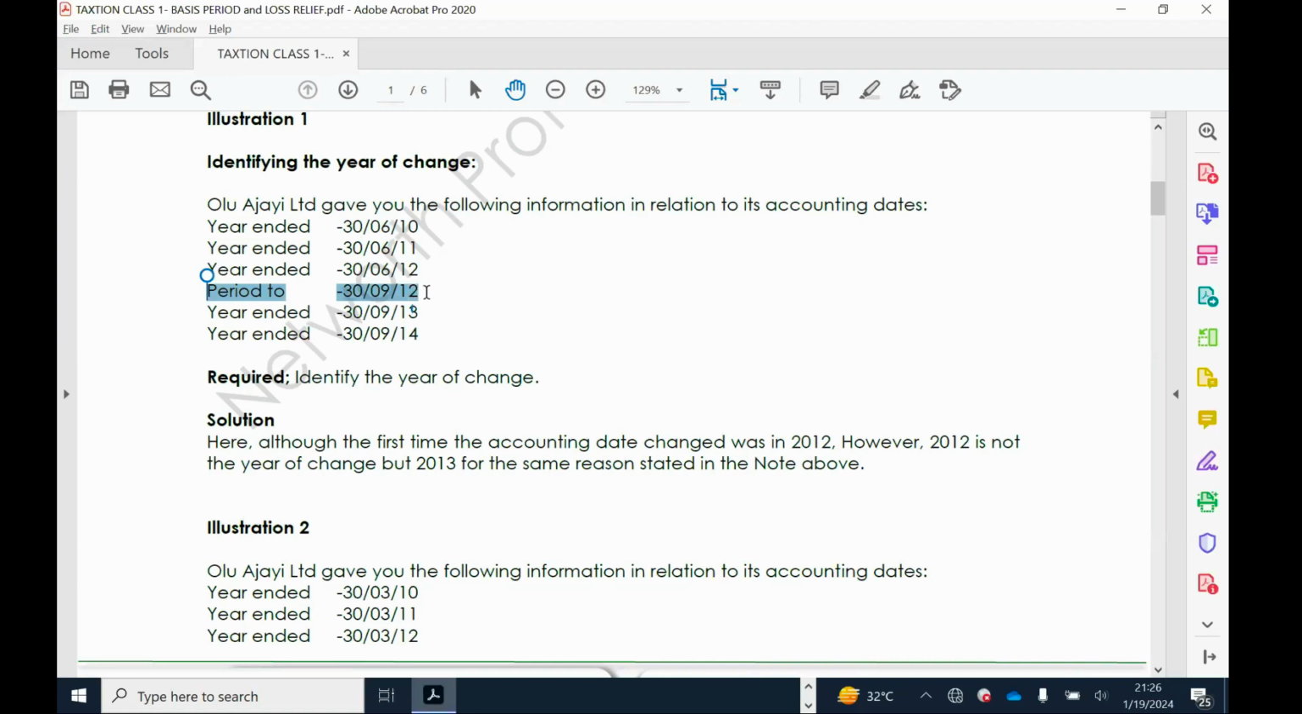But the reason why this cannot be our year of change is because between this period and this period is not up to 12 months. Okay, so we can go down now. All right, thank you.